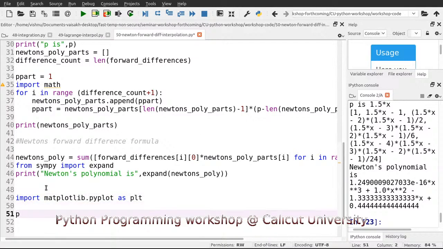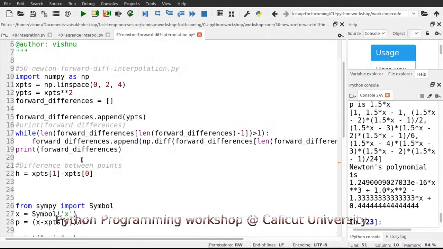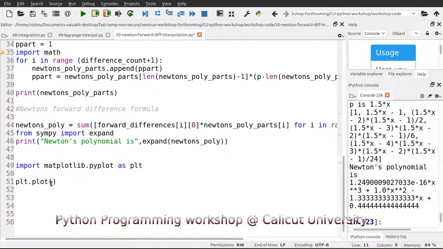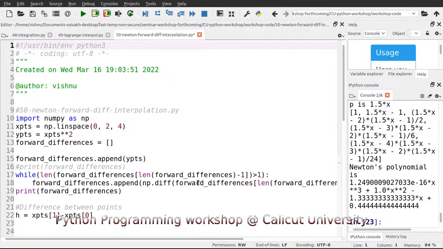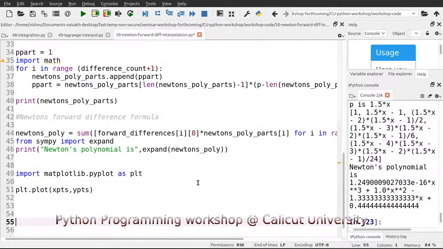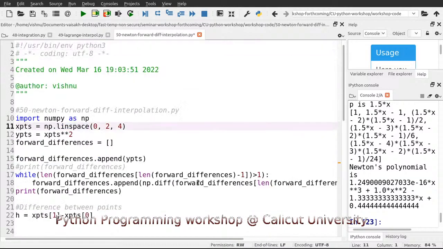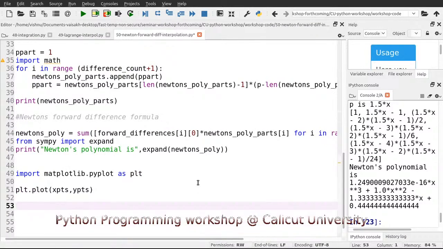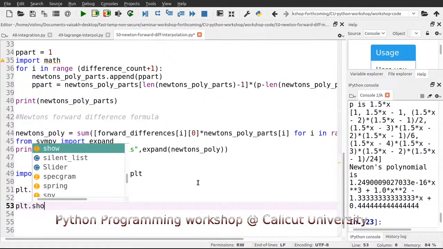So, seeing it in action: plt.plot. The x points and y points are already here. X points, y points. Okay, we have taken x square. So we have taken only 4 points. Maybe we can take 10, and plt.show.